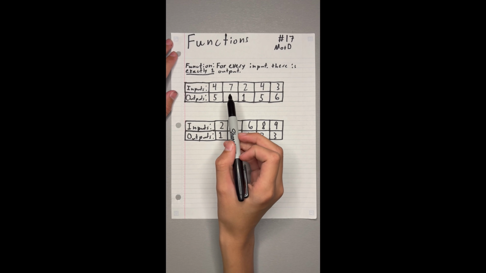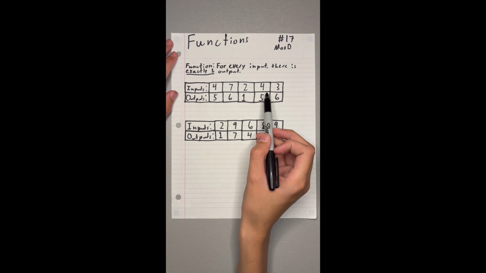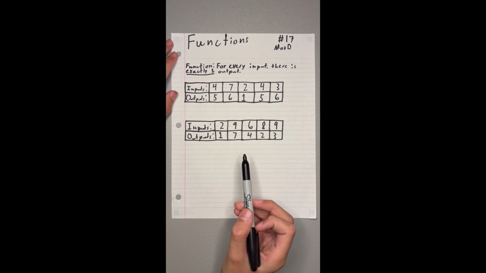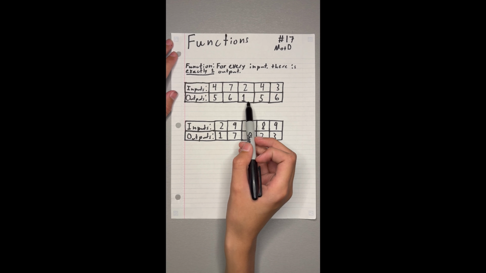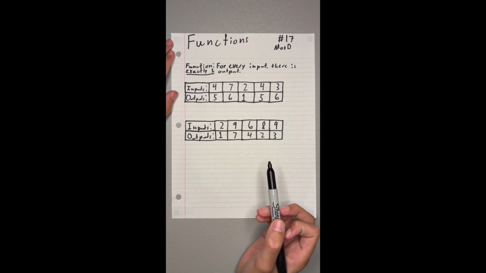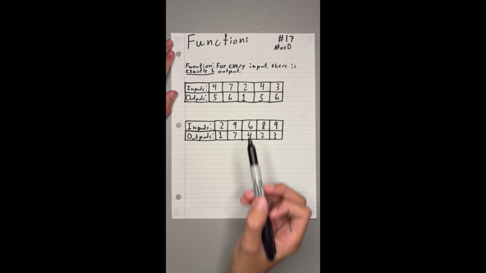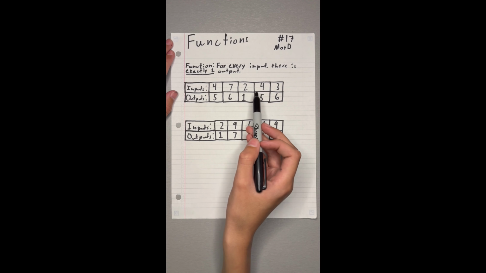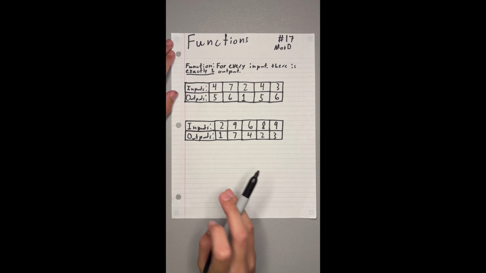For our first table, the inputs are 4, 7, 2, 4, and 3. The corresponding outputs are 5, 6, 1, 5, and 6. As you can see, this table is a function because each input has its own output. Although 4 was mentioned twice as an input, its outputs were both 5, which makes it a function.